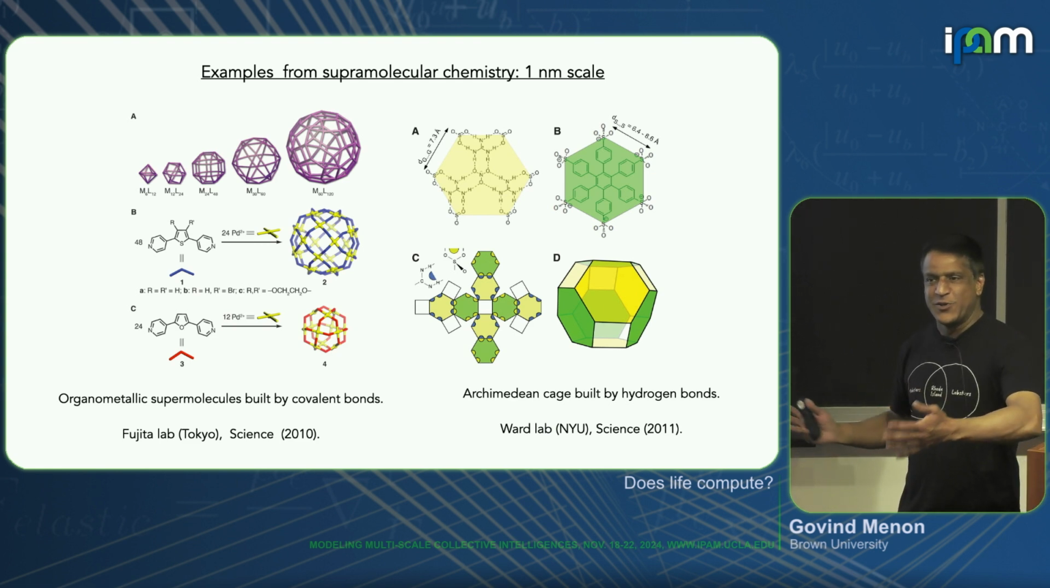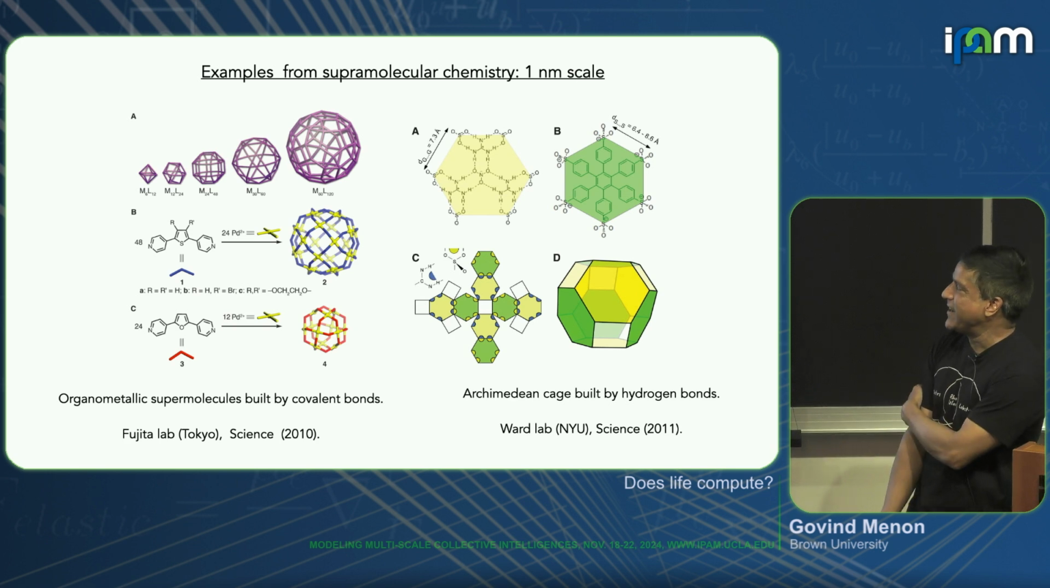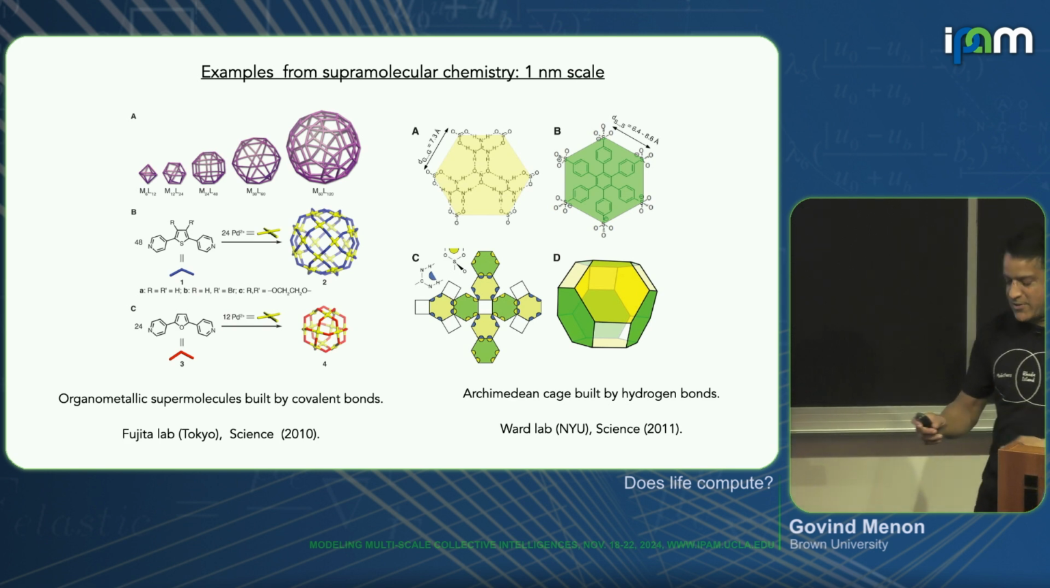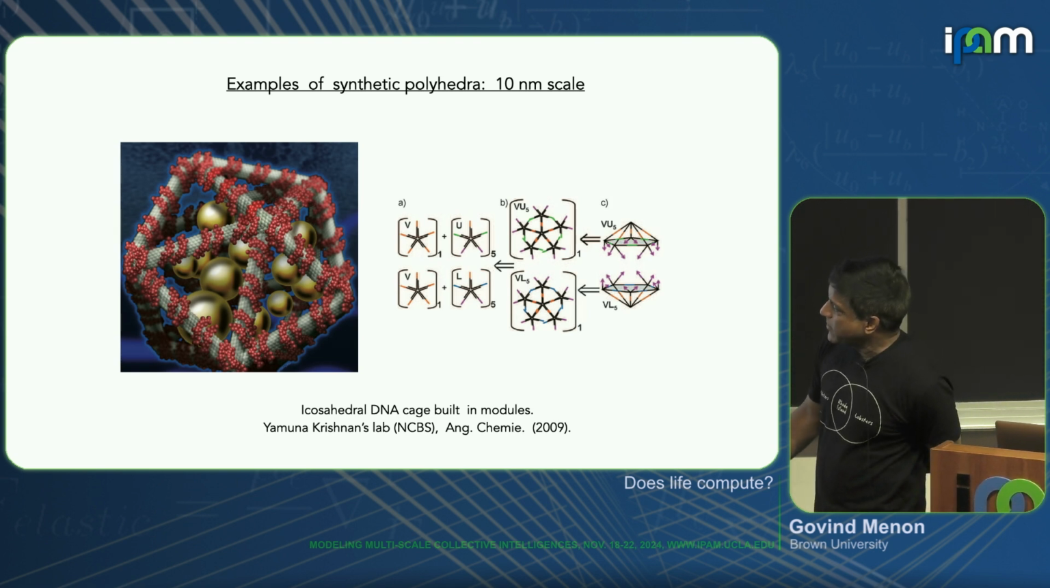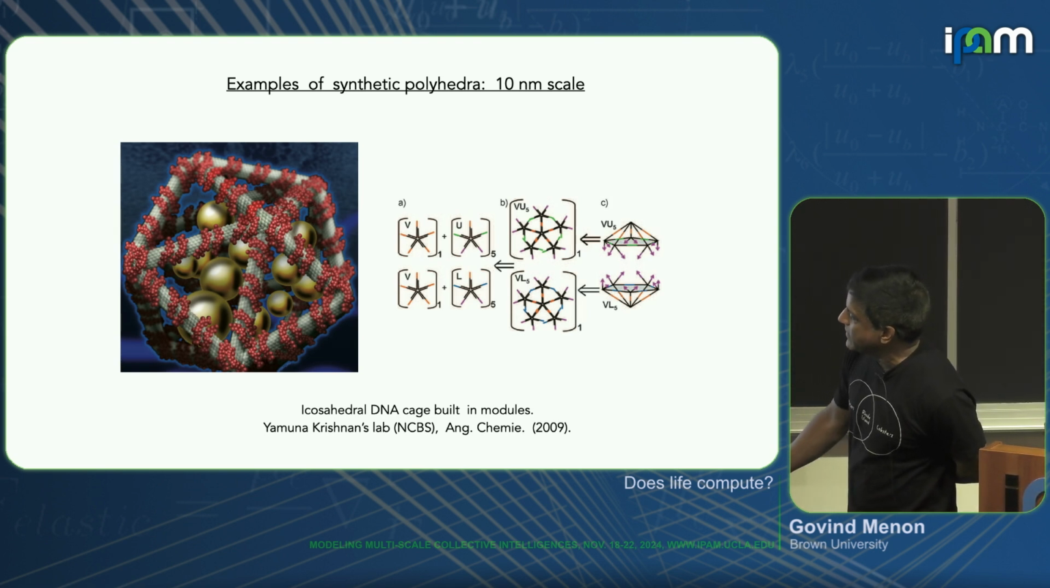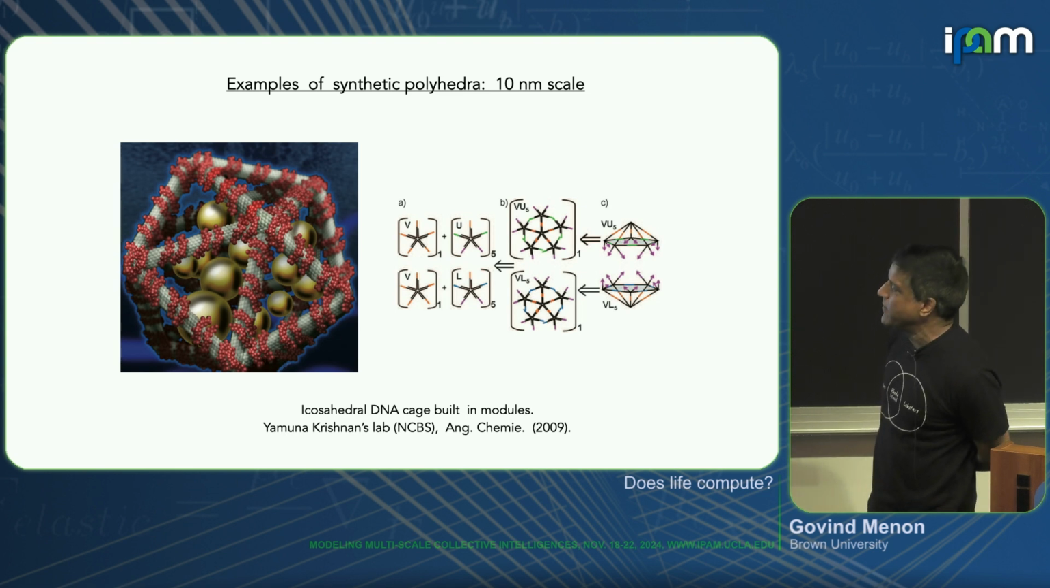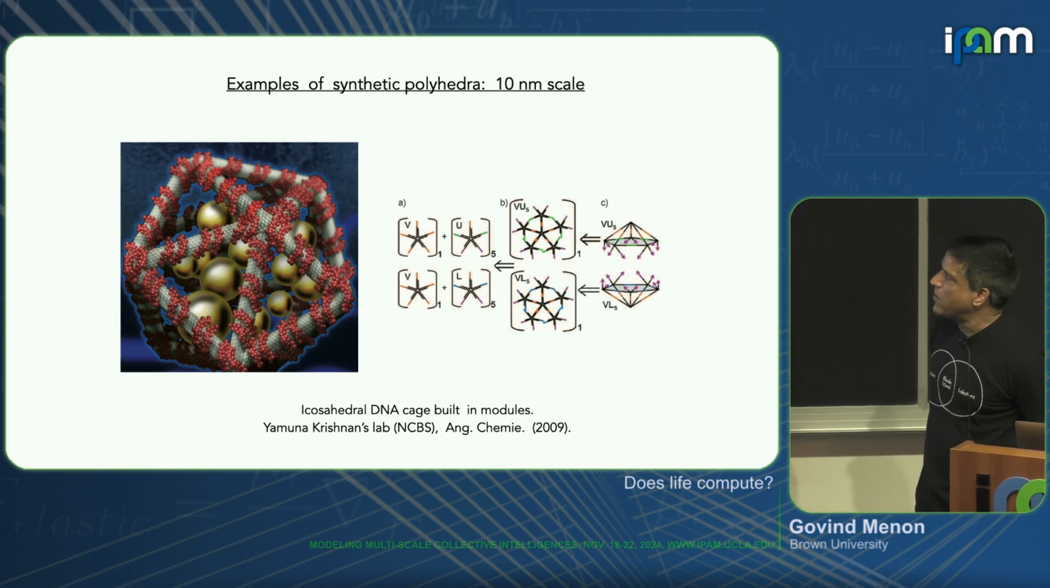Okay, so the shapes over here are primitive shapes, and so it's very natural to try to build these structures. Here's another one. This is part of a field that I'm going to refer to toward the end, the field of DNA origami.